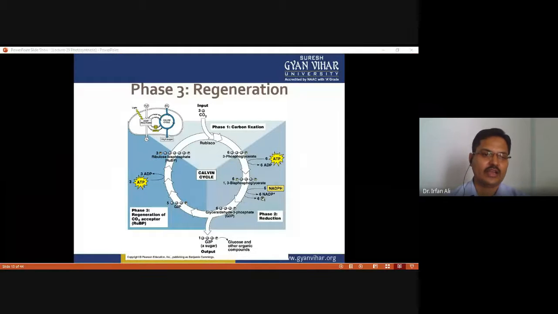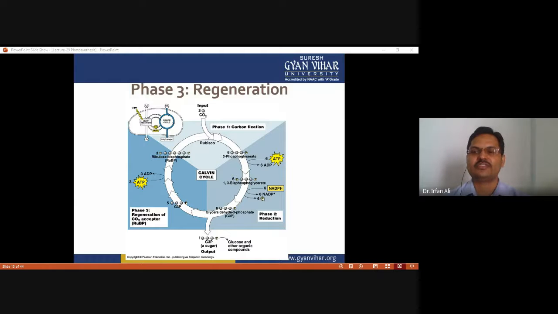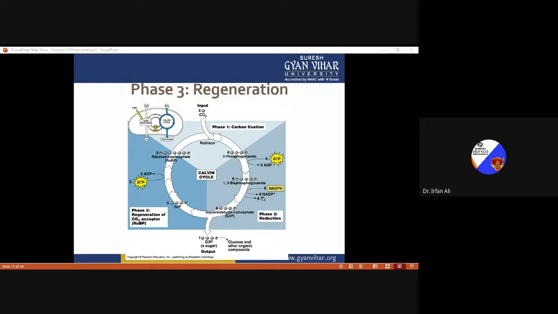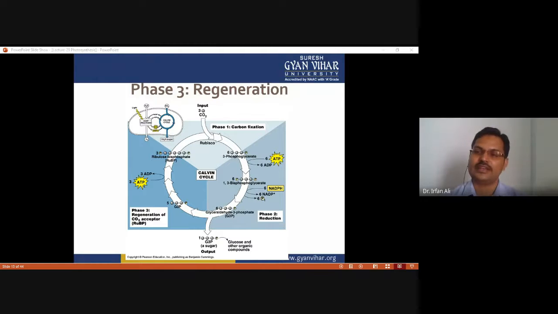So you have to see that at this step, three molecules of ATP are utilized for the recycling or regeneration of ribulose bisphosphate. Ribulose bisphosphate is the substrate for the enzyme Rubisco, and Rubisco can fix carbon dioxide, but it requires the substrate RuBP. If RuBP is not present, no carbon fixation takes place. So regeneration of this molecule is required for the continuously running Calvin cycle.